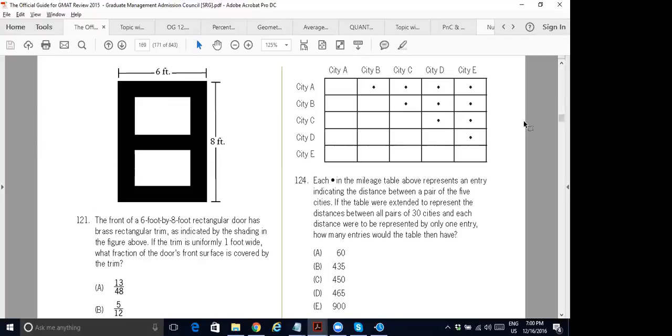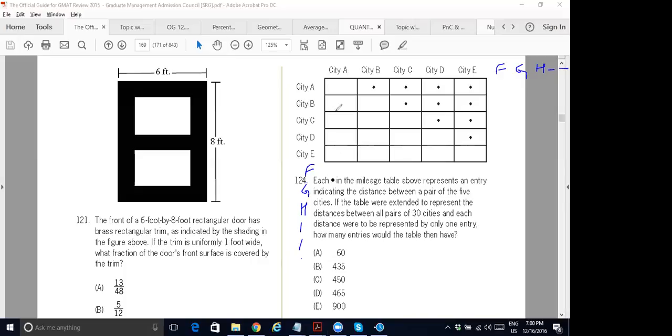Now we are given that each dot in the mileage table represents the distance between the pairs. If there exists a distance between a pair of cities, there will be an entry with a dot. Now, if the table were extended to represent the distances between all pairs of 30 cities, here it will be F, then G, then H, and so on. And here also we will have F, G, H, and so on, right? But F and F won't have a dot.